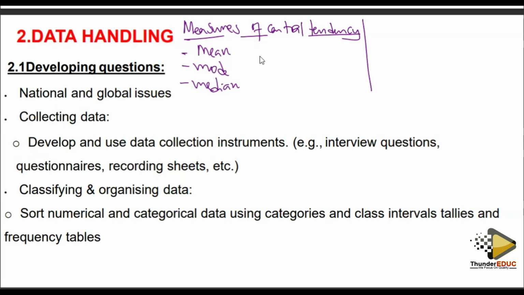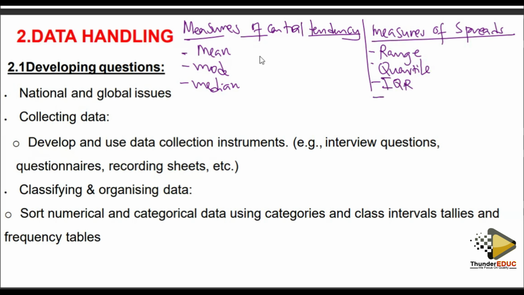The other ones are measures of spread, where we have range, we have quartiles. Still, you talk of the interquartile range, and you talk of percentiles. Data handling.